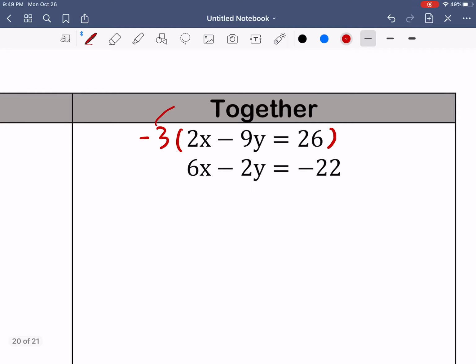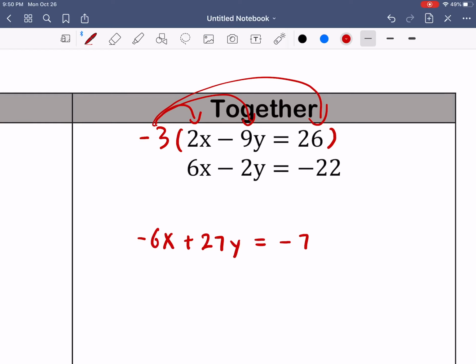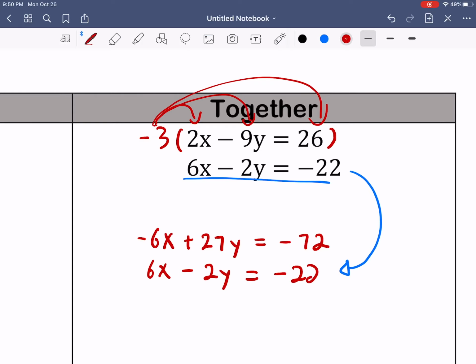So let's get started. Negative 3 times 2x, you're going to get negative 6x. Negative 3 times negative 9 is going to be positive 27y equals negative 3 times 26 is going to be negative 72. And then for this one, you just copy this one down here, okay? So you have 6x minus 2y equals negative 22, right?